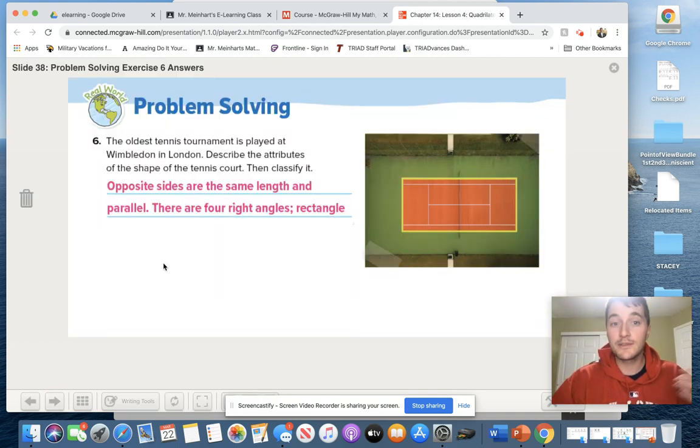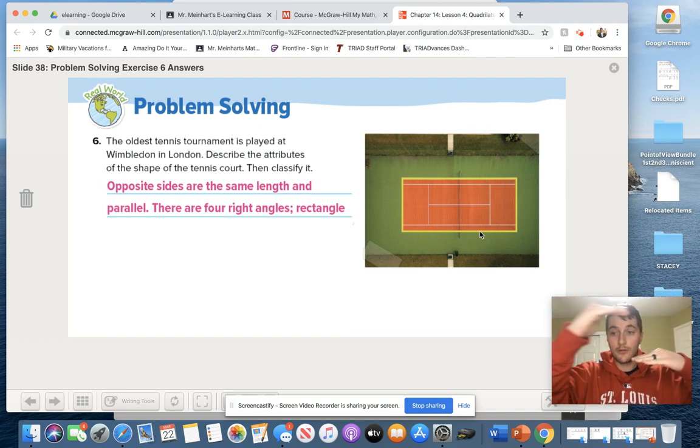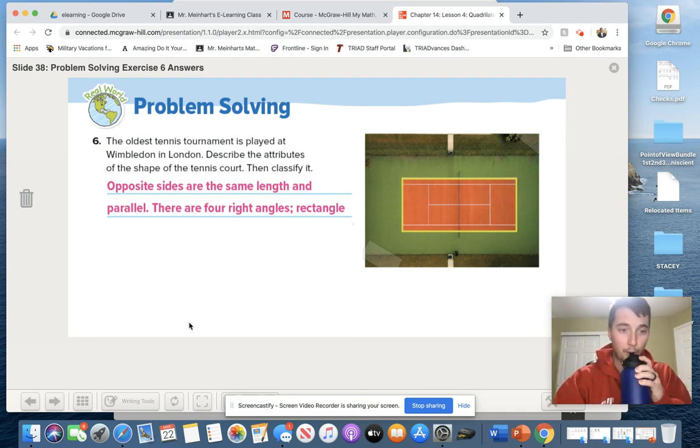All right, so the opposite sides are the same length. So this side and this side are the same length, and this side and this side are the same length. They're both parallel, continually going on without touching forever and ever. Okay, and it's classified as a rectangle.